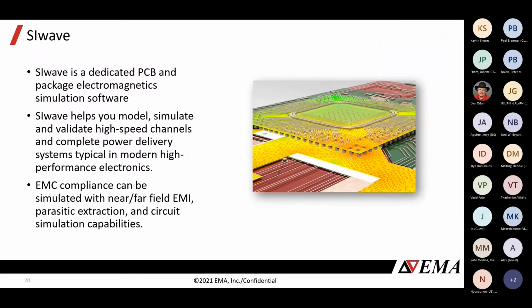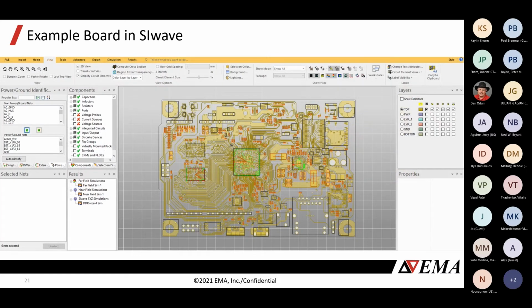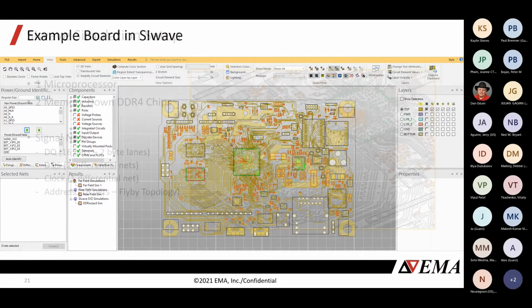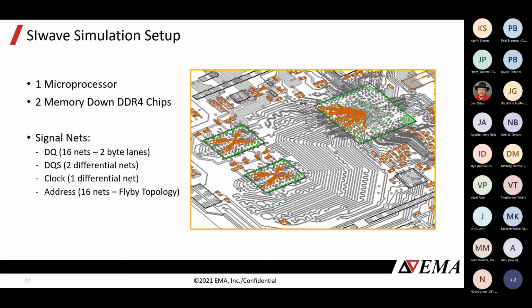In this case, I'm showing a different product. This is Ansys SIwave. That's not the focus of this presentation, so I'll just mention that SIwave is a dedicated PCB and package electromagnetic simulation software. SIwave does many things, but for today, we're going to focus on using SIwave to determine radiated emissions from the PCB and package itself. This is an example board, a non-proprietary Galileo board as it's called. It's a processor, a couple of DDR memory, and we've got about 35 total nets, multiple clocks and simulated bits.